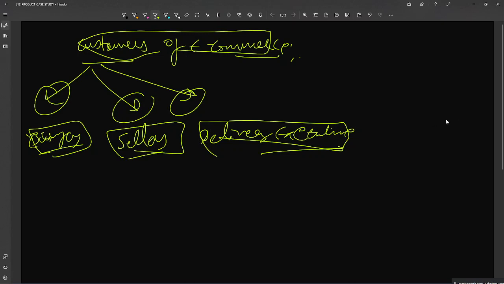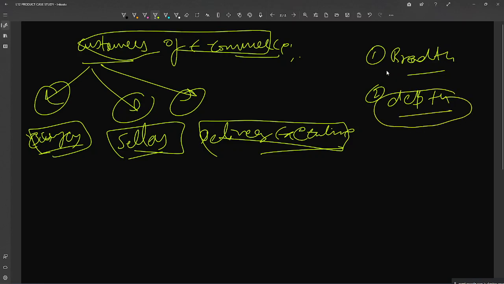There are two things in a product. One is breadth, second is depth. Today the answer you are giving covers only the depth. First you have to cover breadth, which means cover horizontally, and when you have covered the horizontal base, then go into the depth. Understood? So I have classified the customers of e-commerce into three buckets, buyers, sellers, and delivery executives. This is how I have covered the breadth. Now I will go into the depth.